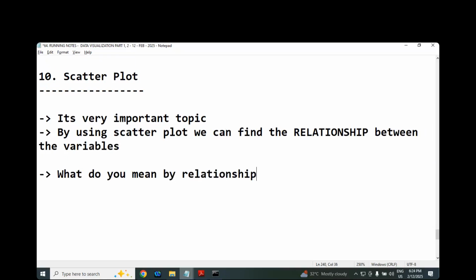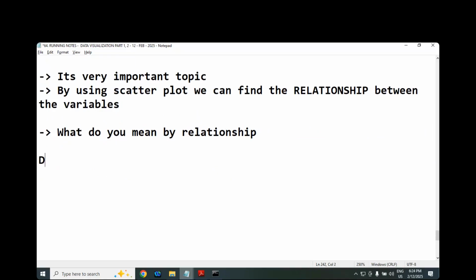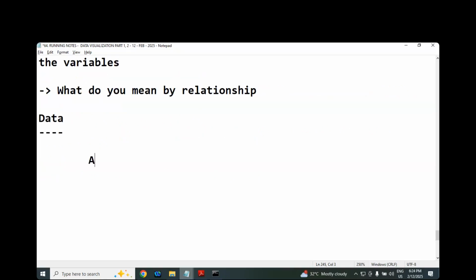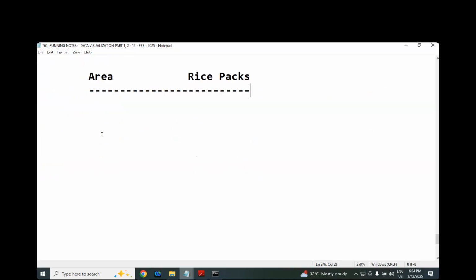Let me take one best example. Let us take a data. Here the first one is area, and the next one will be rice packs. Recently I got one example. Think like there is one farmer who has 1 acre and gets 10 rice packets. 2 acres, 20. 3 acres, 30. 4 acres, 40.